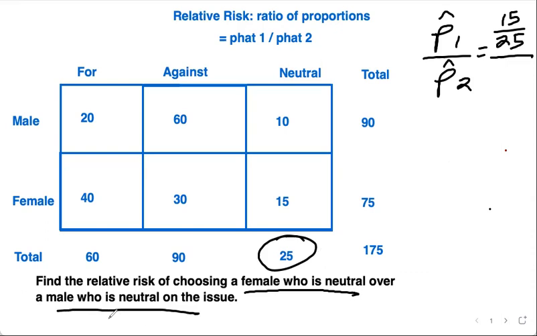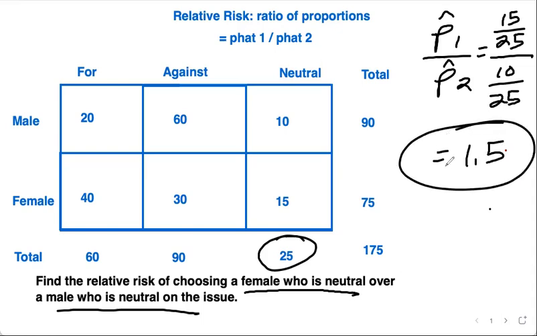Over a male who's neutral. So again, of those that are neutral, 25, 10 are male, that'd be 10 divided by 25. And the answer would be 1.5. And one way to interpret this is that a female is 1.5 times more likely to be neutral on this issue than a male is. I'll say again, a female is 1.5 times more likely to be neutral over this issue than a male.